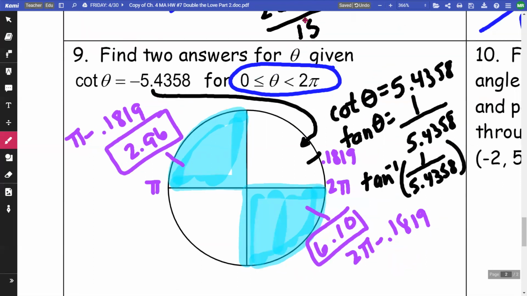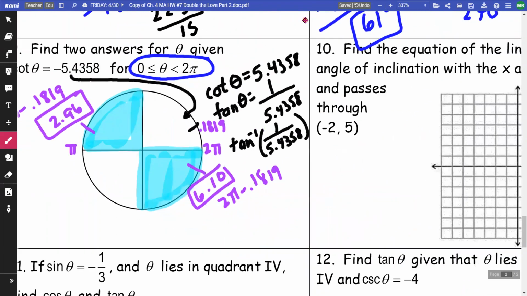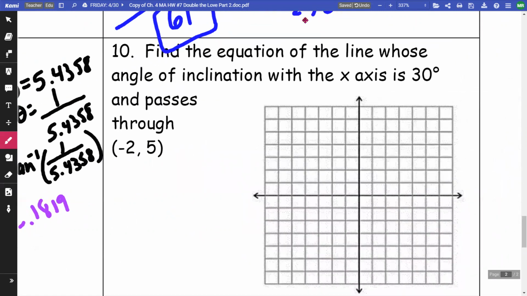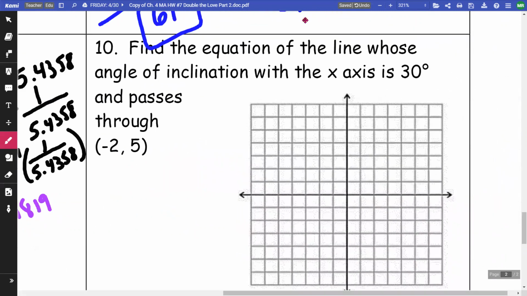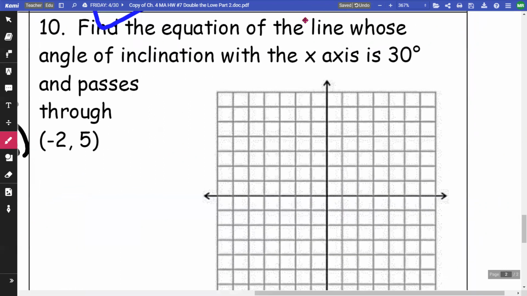Okay, on number 10. On 10, we want to find the equation of a line whose angle of inclination with the x-axis is 30 degrees through negative 2, 5. So through negative 2, 1, 2, 3, 4, 5. This is where it is.